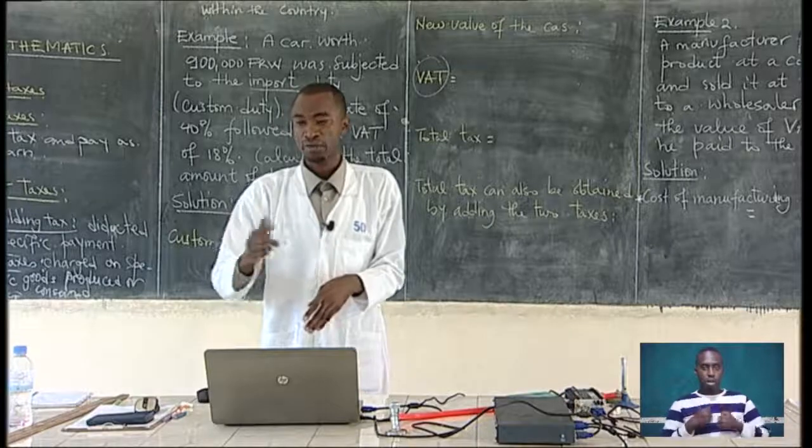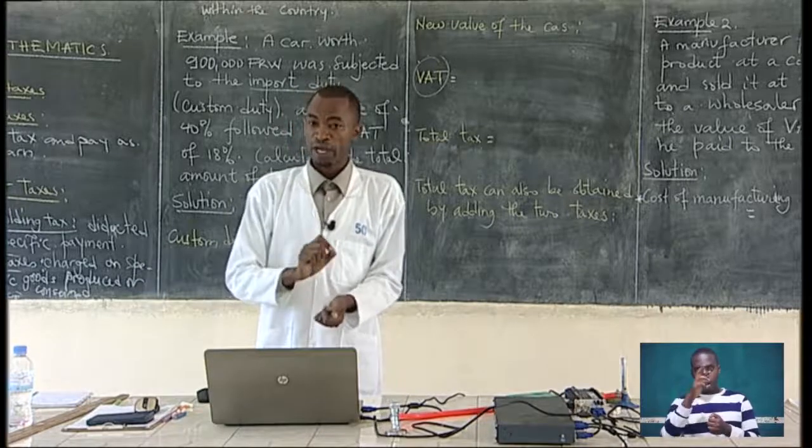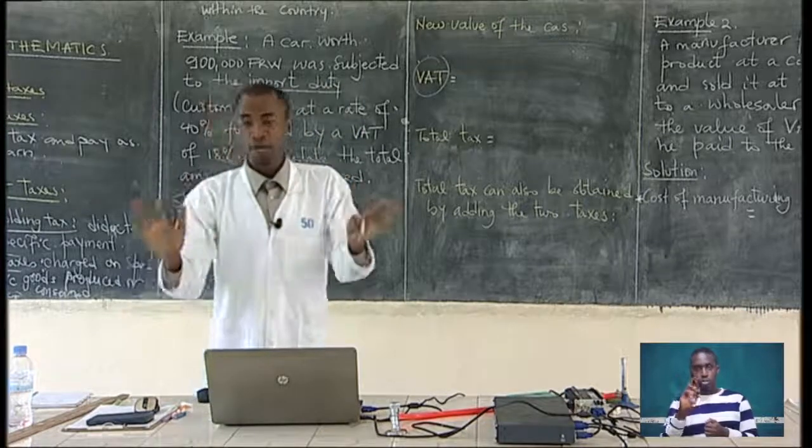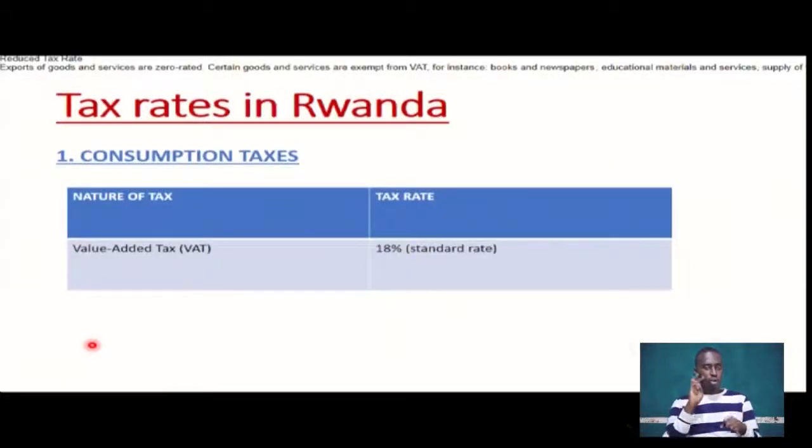It's called the Rwanda Revenue Authority. You can go on its website and read more about the taxes, but I have tried to collect some information from there. When you look at the tax rates, every tax has its own rate. And in Rwanda, we have different types of tax rates.